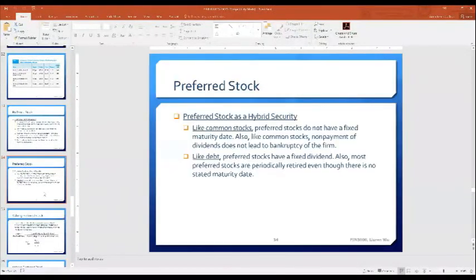Next slide. Preferred stock as a hybrid security. Like common stocks, preferred stocks do not have a fixed maturity date. Also, like common stocks, non-payment of dividend does not lead to bankruptcy of the firm. Like debt, preferred stocks have a fixed dividend. Also, almost all preferred stocks are periodically retired, even though there is no stated maturity date.